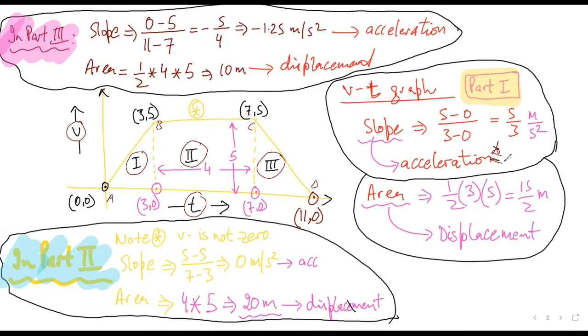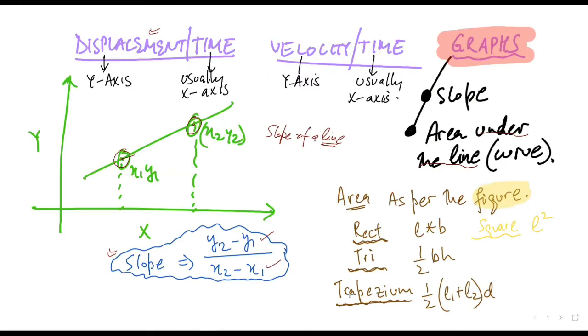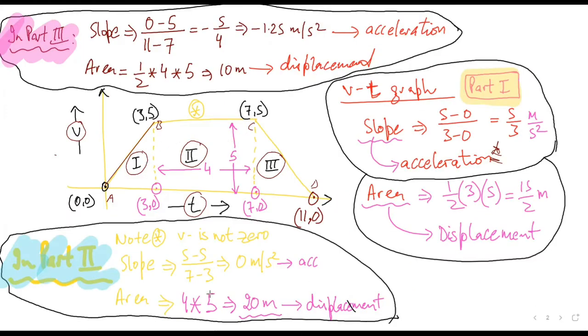Are we clear till here? Yeah. So for example, let us understand this in detail. If they ask me that in this phase AB, what will be the acceleration of the body? I'll have to find the slope of the line AB. The slope of the line AB is given by this formula, y2 minus y1 upon x2 minus x1. So in this case, my A would be my x1, y1 and B would be x2, y2. Are we clear about this?